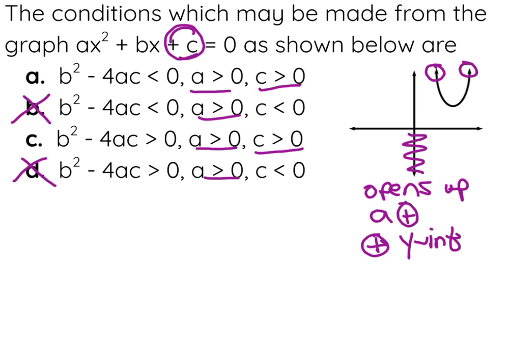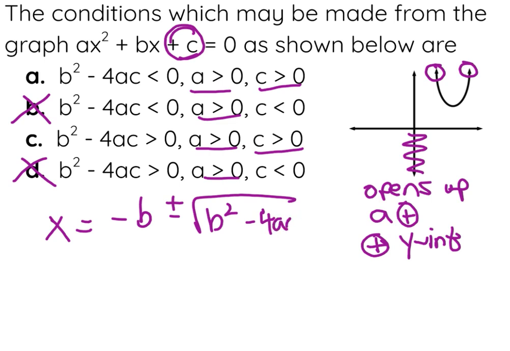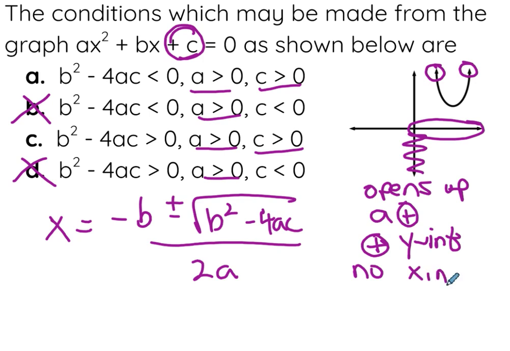We're given that b squared minus 4ac is either going to be greater than or less than 0. Well, I know that to be the discriminant. So if I look in my quadratic equation, opposite b plus or minus the square root of b squared minus 4ac, divided by 2a, this gives me my x-intercepts. Well, if you look down here, we do not have any x-intercepts. So no x-intercepts means that there are no real solutions.